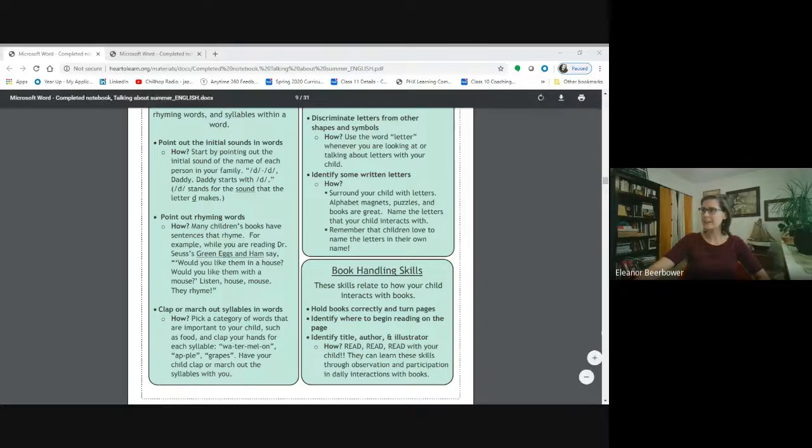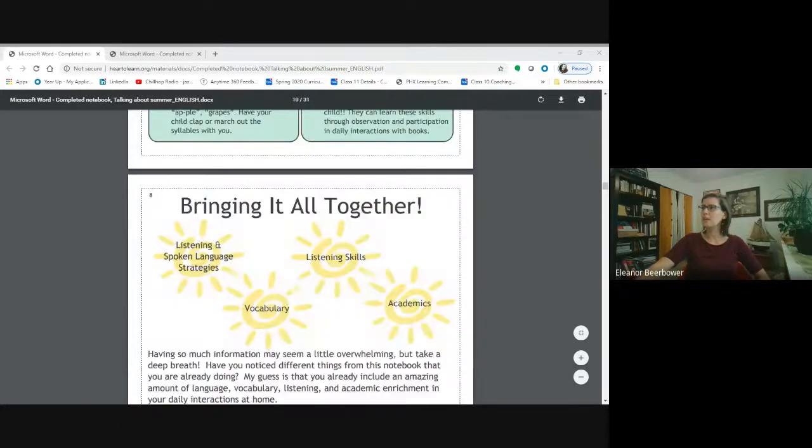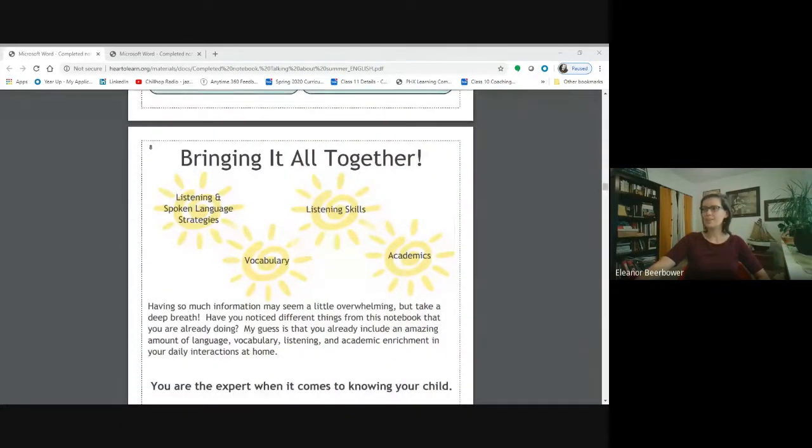All right, next stop, bringing it all together. This is where we'll bring all of those informational pages together in real life activities with your child. These different pages show life routines and events that you and your child might encounter, and each gives detailed examples of how you can use the information in the notebook to enrich the activities.